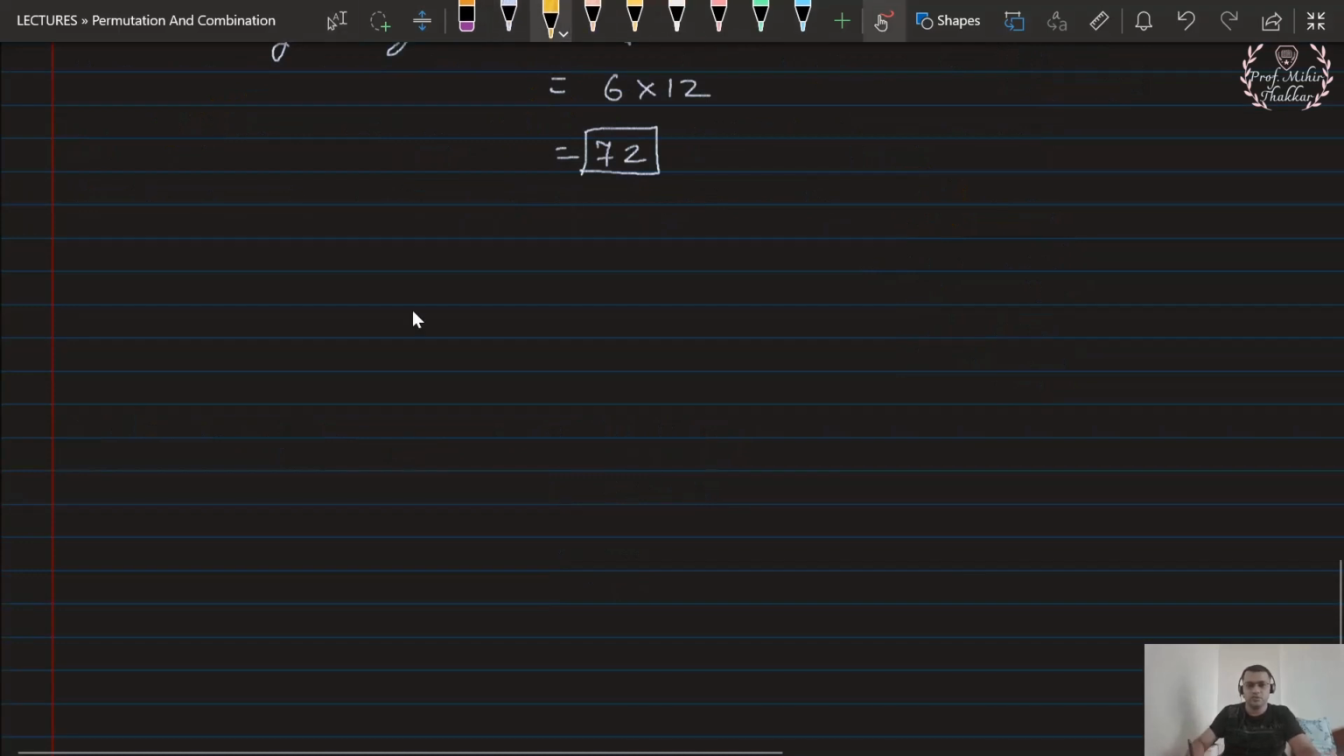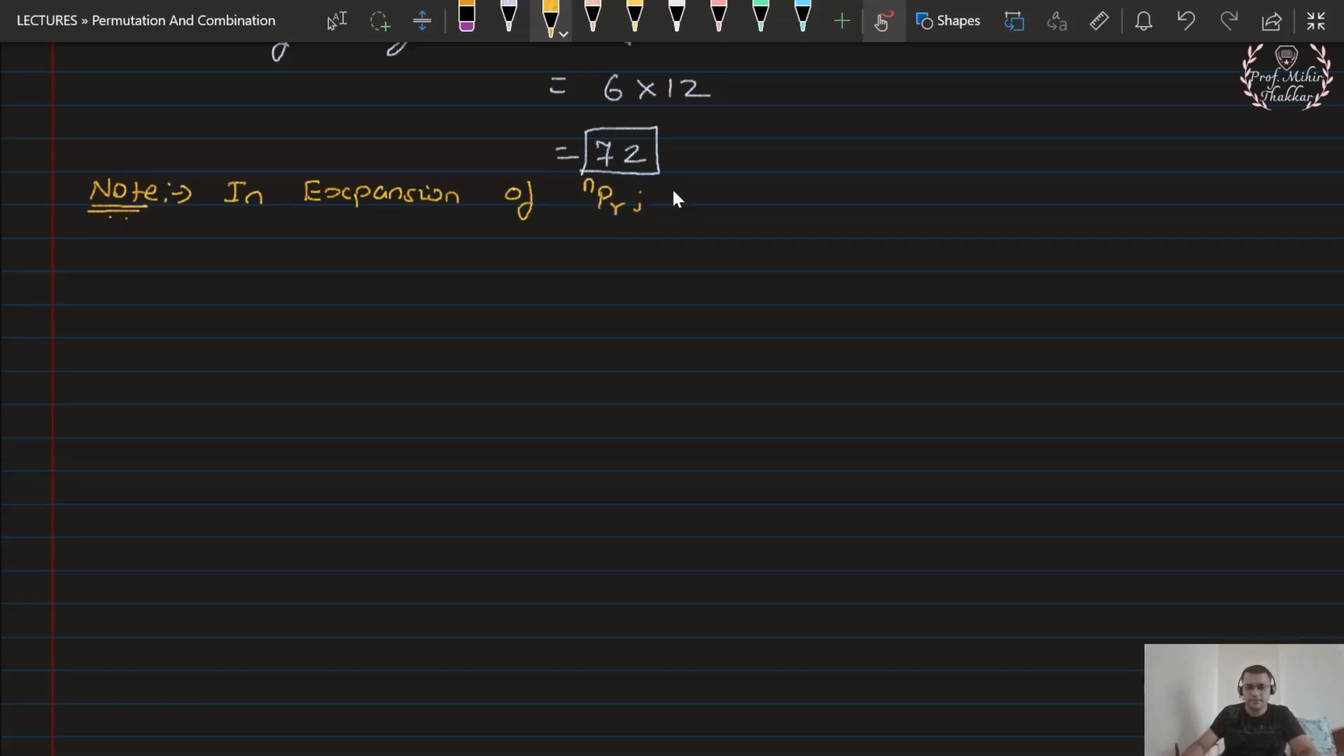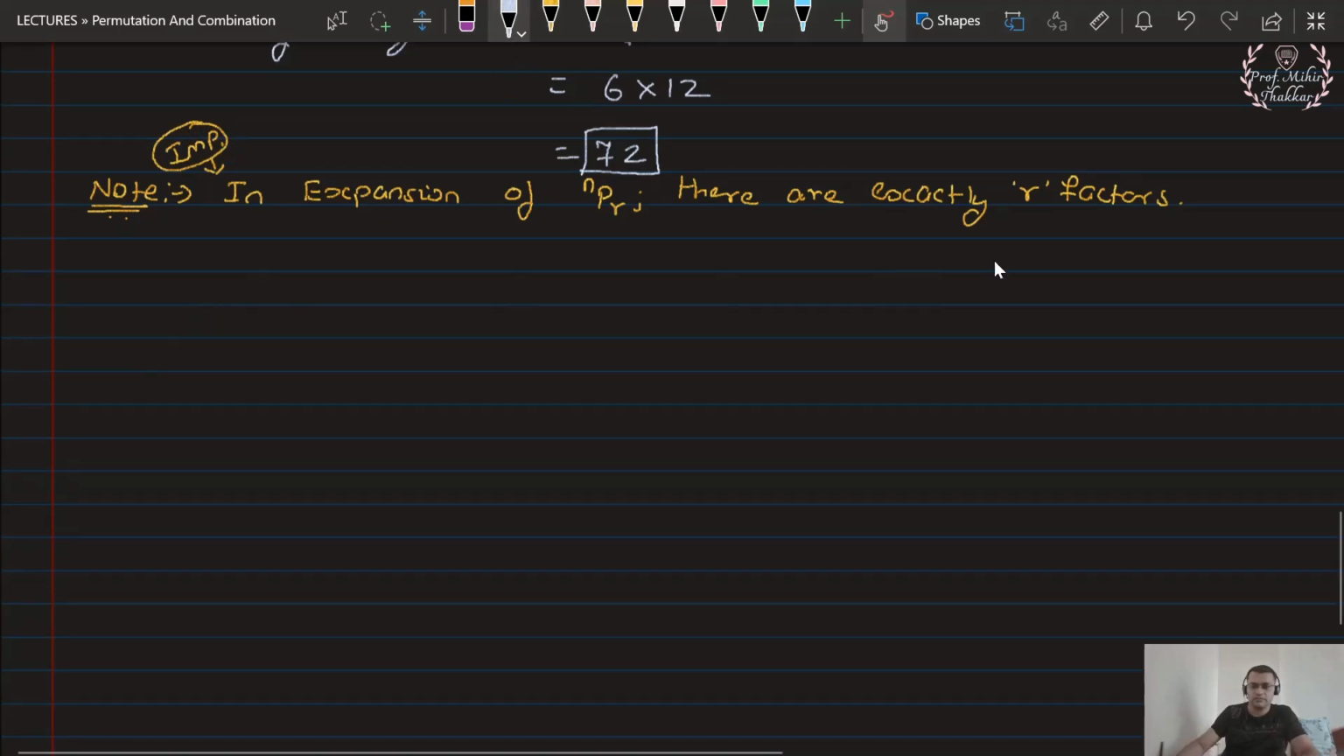Okay, so write the note along with me. In expansion of nPr, there are exactly r factors. This is a very important MCQ that we will be coming across when we are solving our exercises. See, what is the meaning of this?